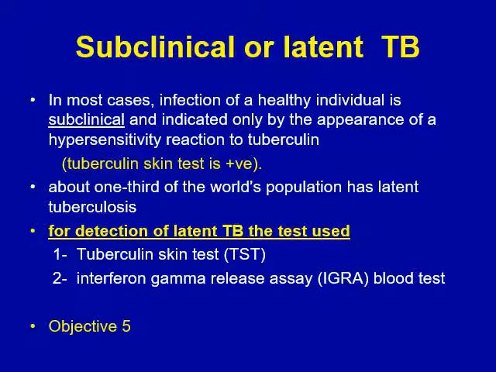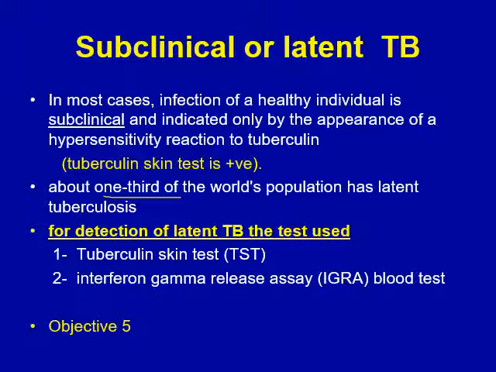Dormant TB is subclinical. The patient has no feature or symptom of TB and is non-infectious. It is only detected when the tuberculin test becomes positive. About one third of the population develop latent TB.